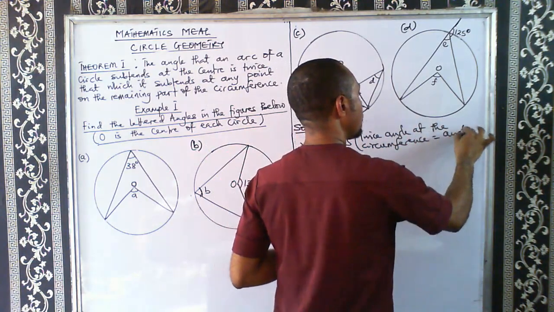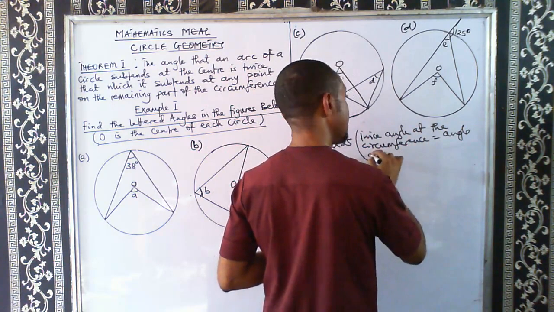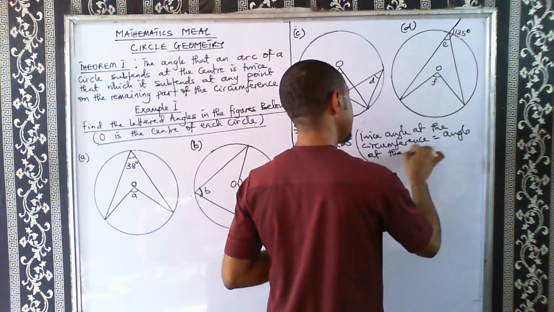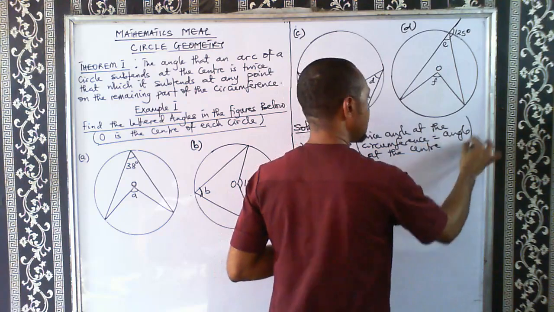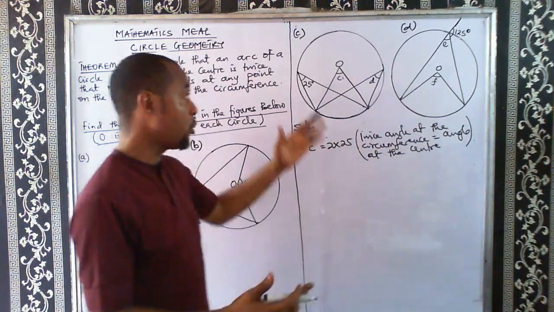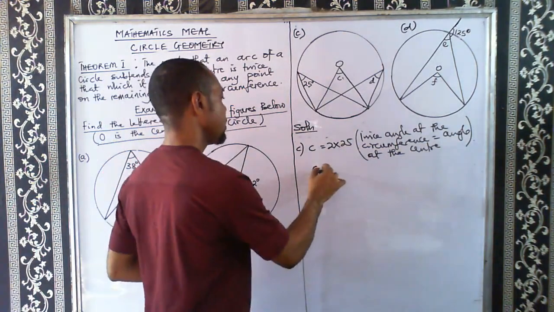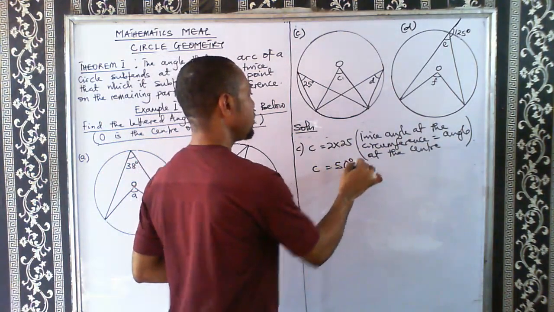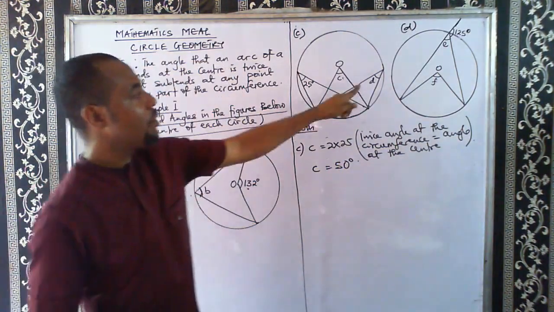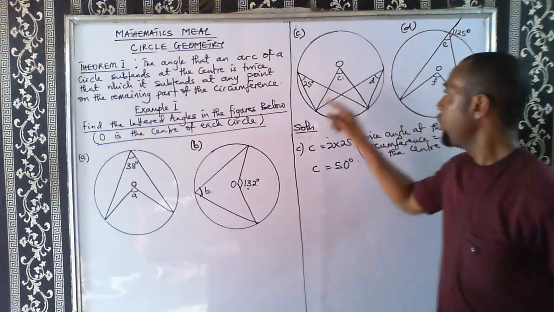equals angle at the center, subtended by the same arc. We can stay with "subtended by the same arc", but already we have established that they were produced by the same arc. So C becomes what? 50 degrees. Now this is an angle at the circumference. So we have found C.